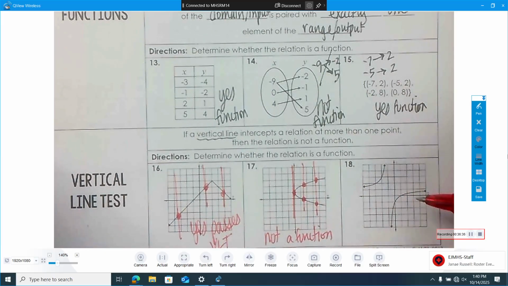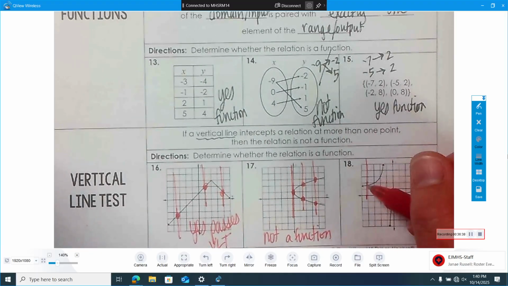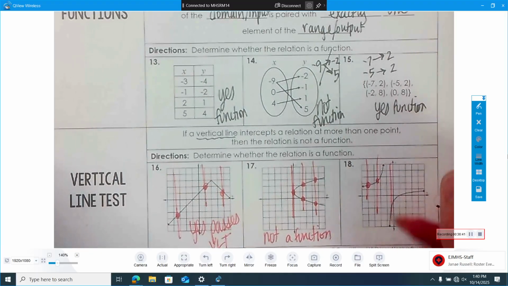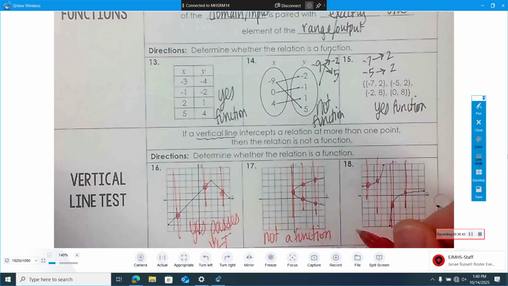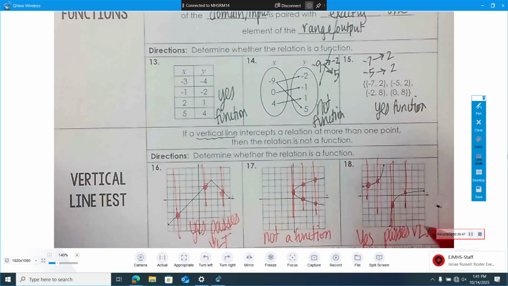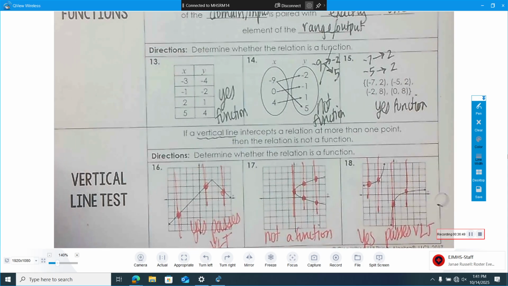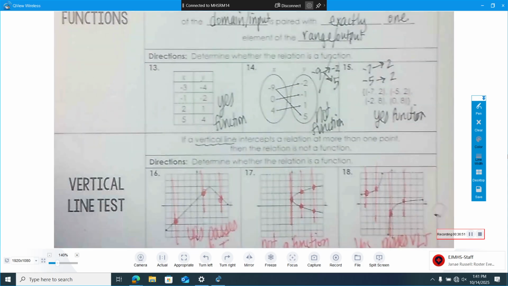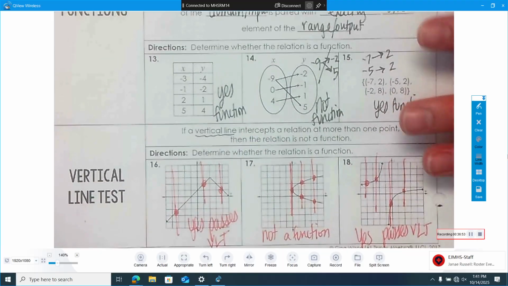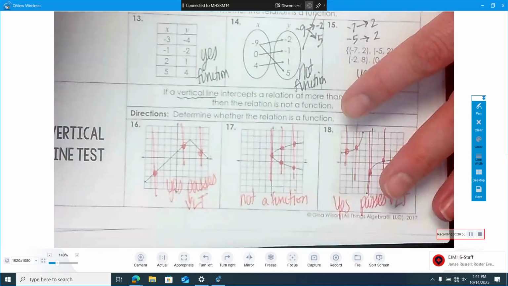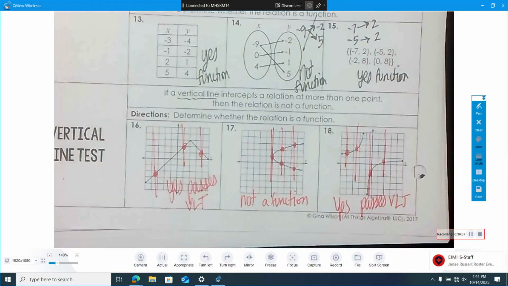And what about 18? Yeah, this is a function. If you draw a vertical line, it only hits in one spot. So yes, it's a function. It passes the vertical line test. Okay. Be careful when you go through these questions in Delta Math because they have some very specific word choices. So be careful as you're reading through those.